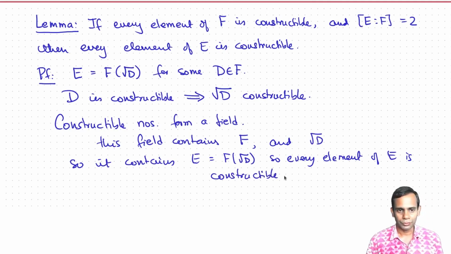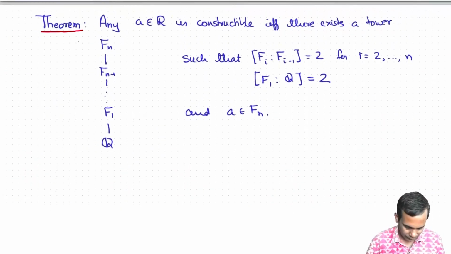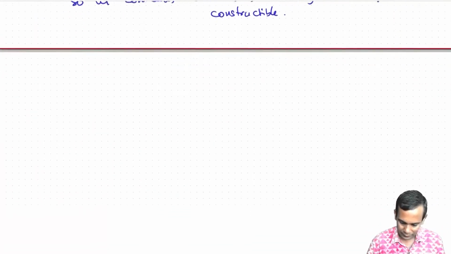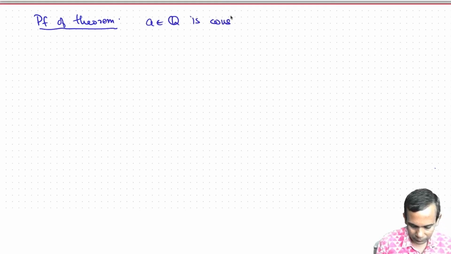And that's the proof. So now we can prove this theorem in one direction, which is that suppose A lies in a tower of quadratic extensions. So now, proof of theorem: firstly, every A in Q is constructible.